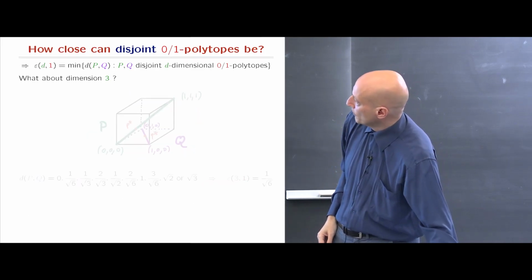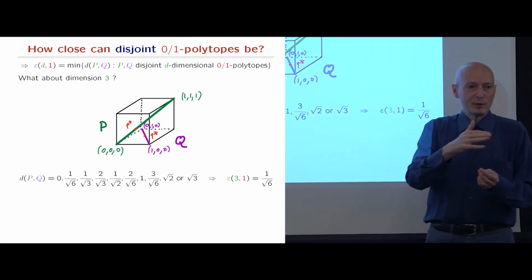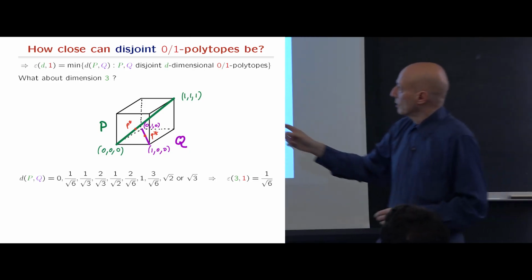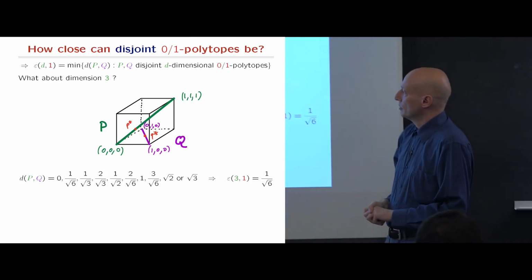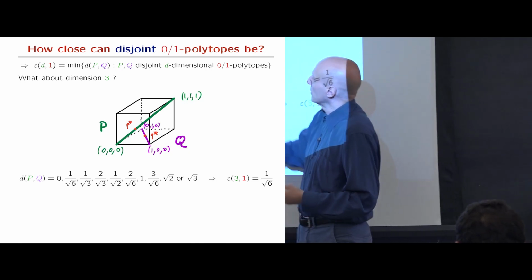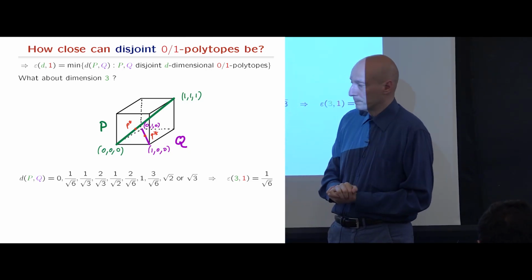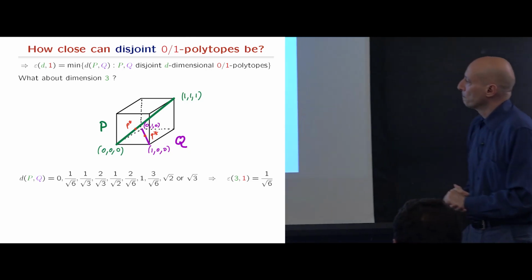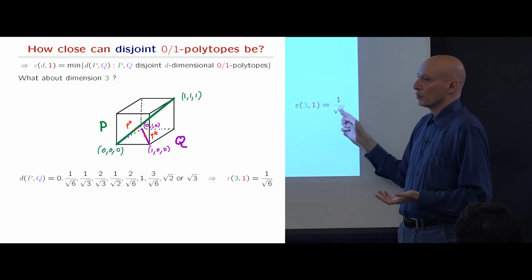Let's do dimension 3 now. Again, you take a vertex alone, all possible segments. A segment could be the main diagonal of the cube. If you do it by inspection, you will see the minimum is achieved, 1 over root 6, if you take the main diagonal in dimension 3 and the main diagonal in dimension 2. You get 2 segments. So I'm saying in dimension 3, the closest it can be is 1 over root 6.